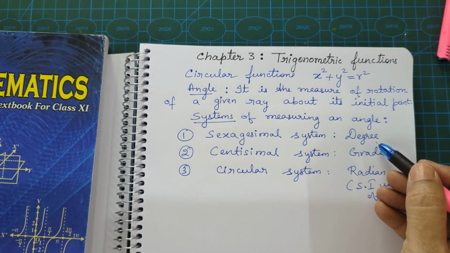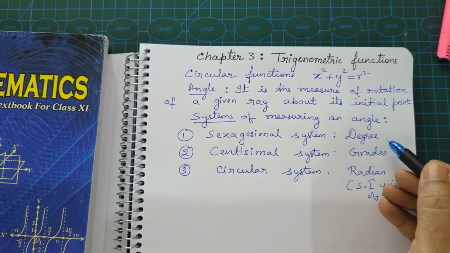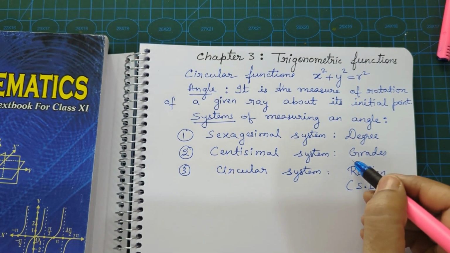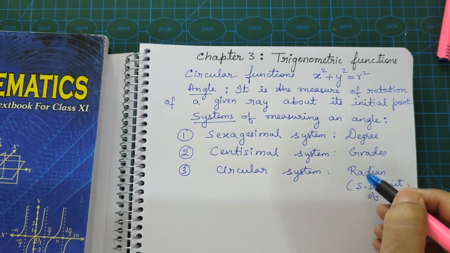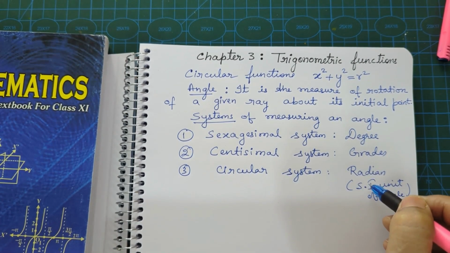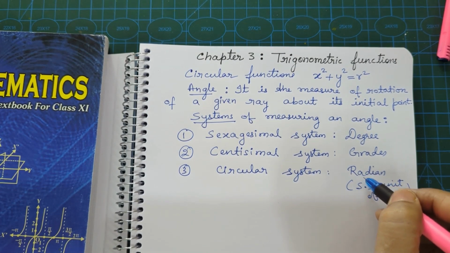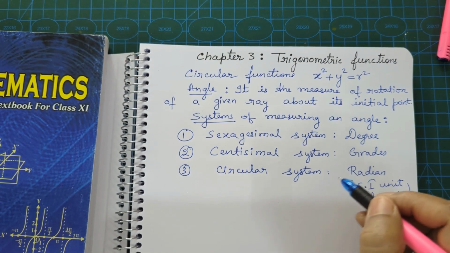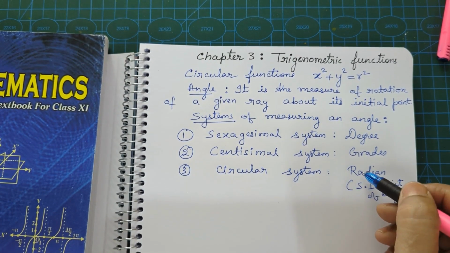When a right angle is divided into 90 equal parts, then each part is a degree. When a right angle is divided into 100 equal parts, then each part is a grade. And in the case of a circle, if we draw an arc whose length is equal to the radius of the circle, then the angle subtended by that arc at the center is called 1 radian.